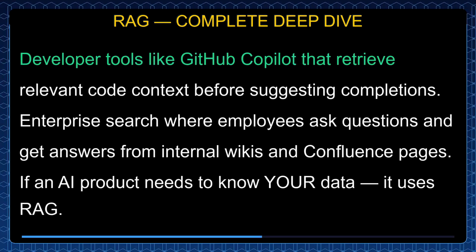Developer tools like GitHub Copilot that retrieve relevant code context before suggesting completions. Enterprise search where employees ask questions and get answers from internal wikis and Confluence pages. If an AI product needs to know your data, it uses RAG.